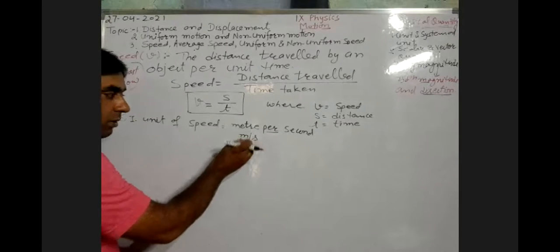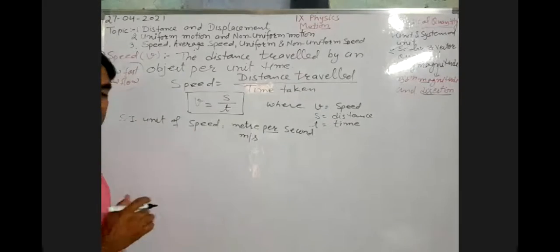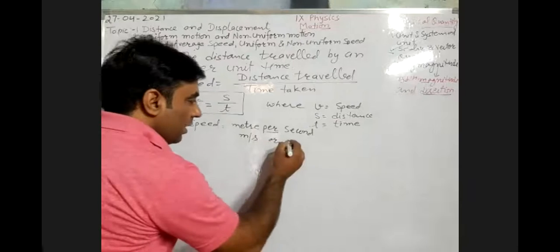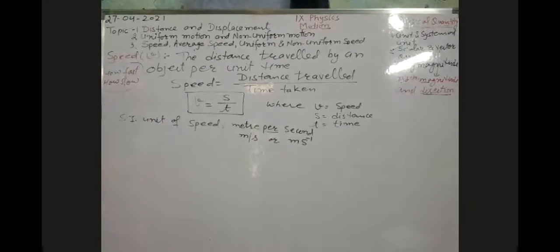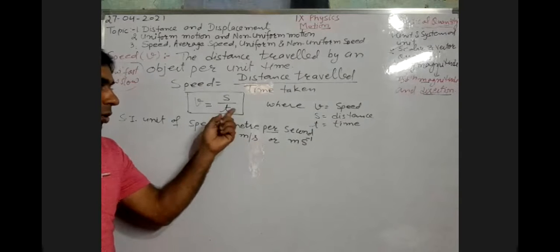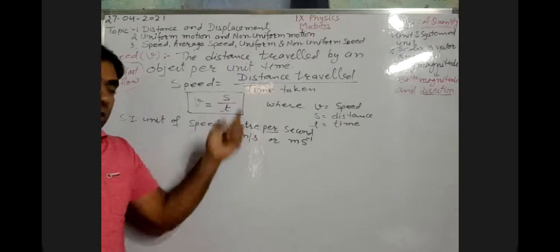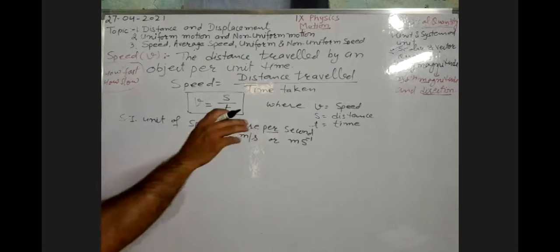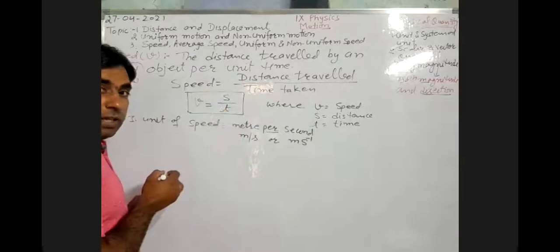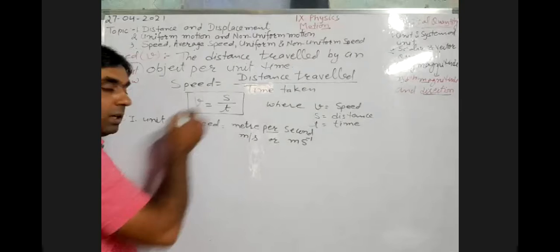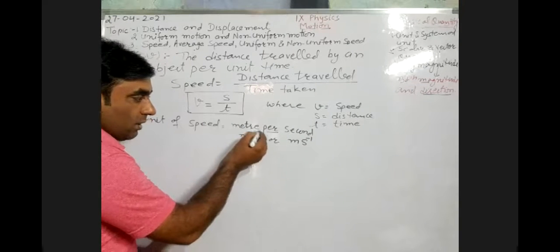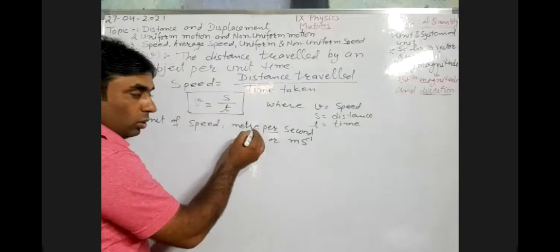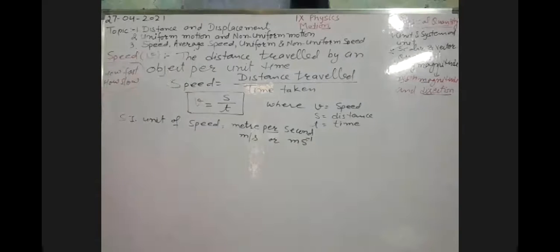or we can write it like this: small m divided by small s, meter per second, or meter second raised to the power minus 1. As we already know, when we take a value from the denominator to the numerator, the power will be reversed. If it is positive, it will become negative; if it is negative, it will become positive. So here the power of s is plus 1, so when I take s into the numerator, it will become minus 1. It is simple mathematics. So this is the unit.